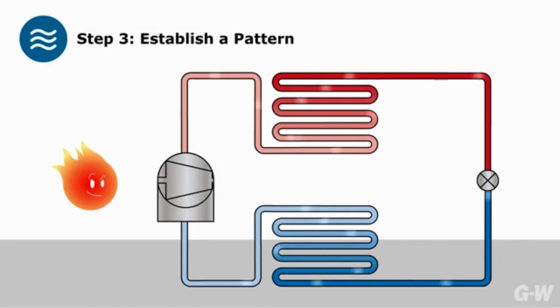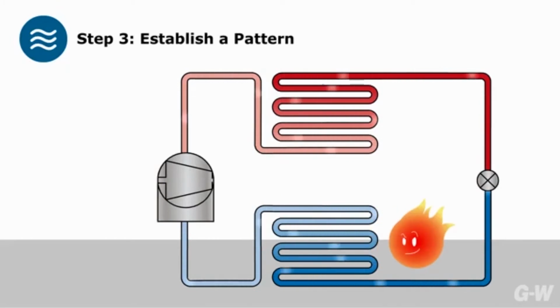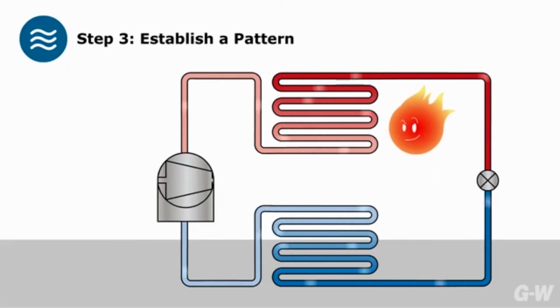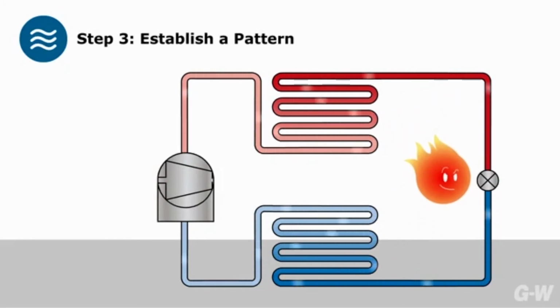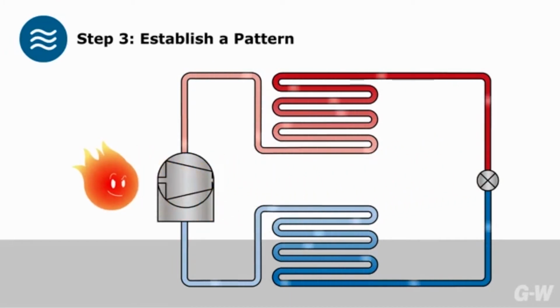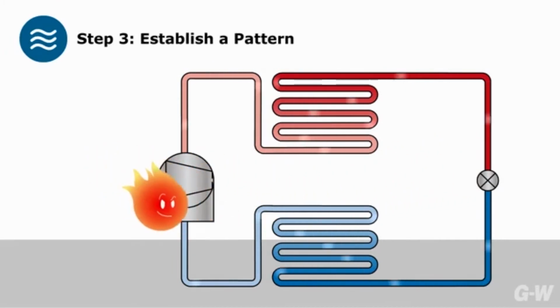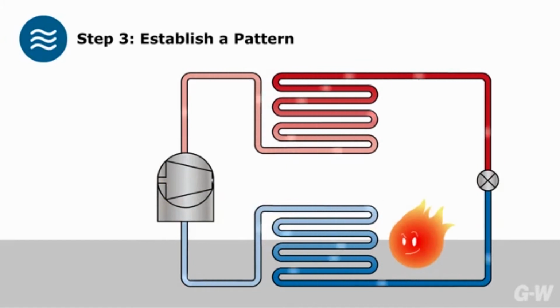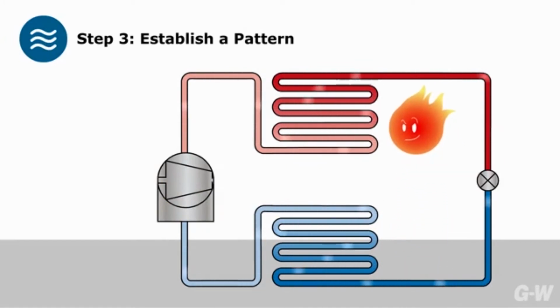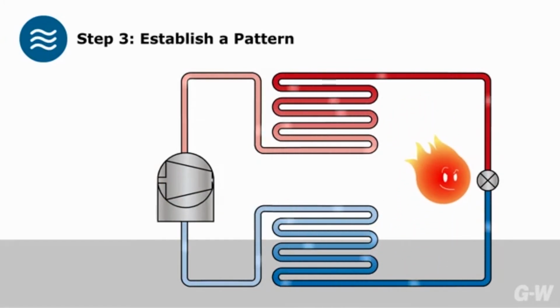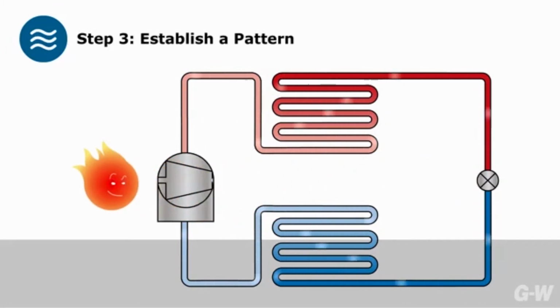Step 3. Establish a pattern. Always troubleshoot a system in the same order. Use the same pattern so you won't forget anything. If you always start by looking at the evaporator, then always do it the same way. Whatever pattern of steps seems to suit you best, do it, but always do it in the same order.